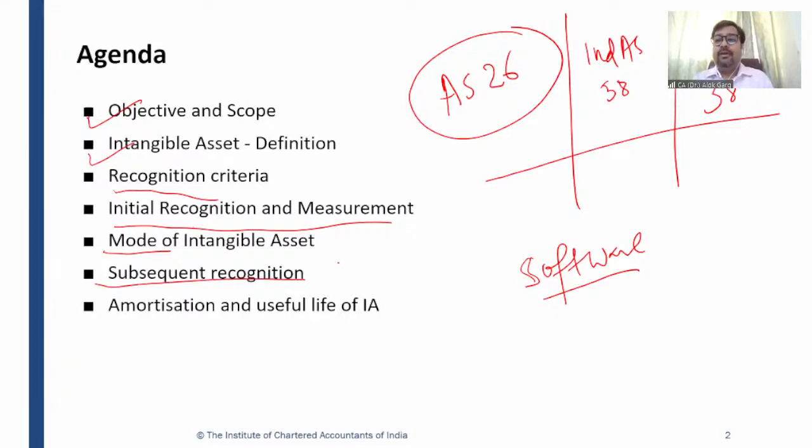Then we will talk about subsequent recognition. Once you have recognized and measured an intangible asset, and it is there in your books of accounts, then at the reporting date, what will happen? Of course, on the reporting date, you have to apply either a cost model or a revaluation model. You have to amortize your intangible asset. Remember, we used the word depreciation for PPE. Now we have to use the word amortization for intangible assets. Clear?